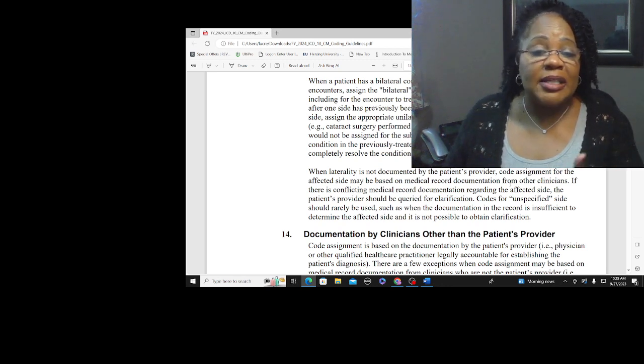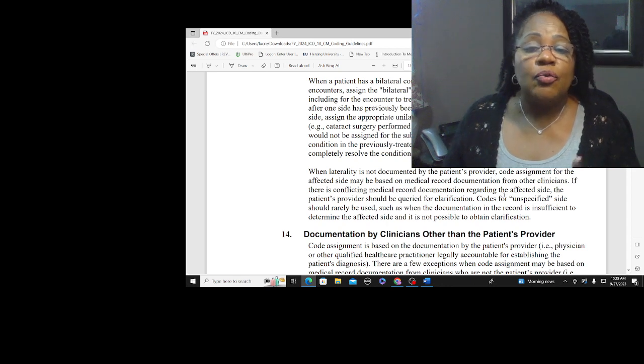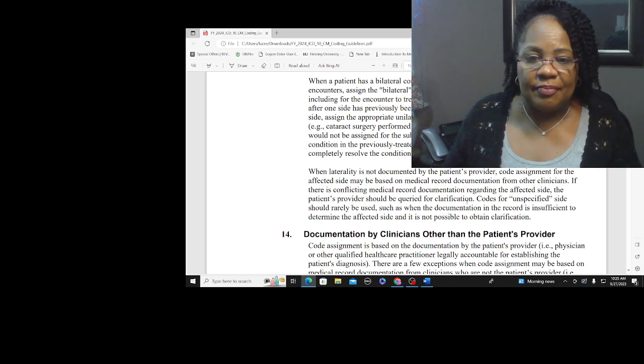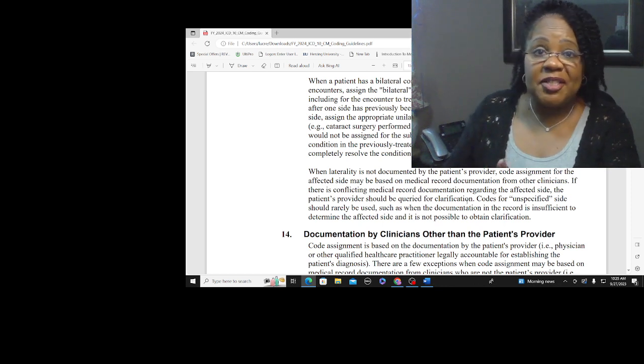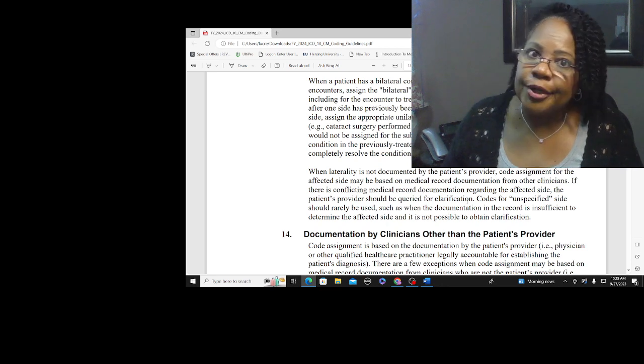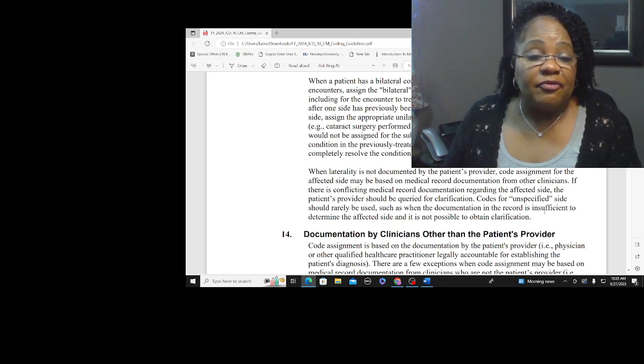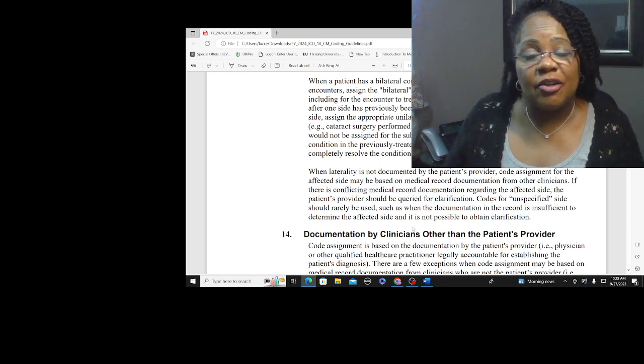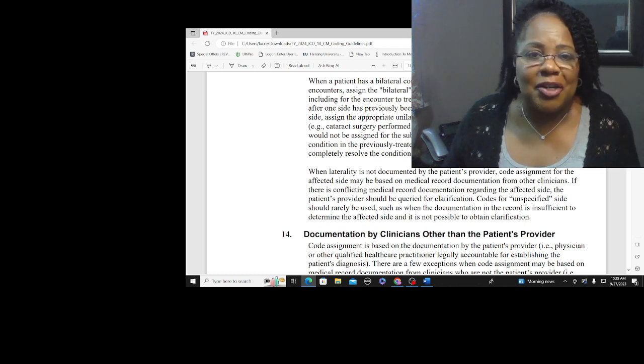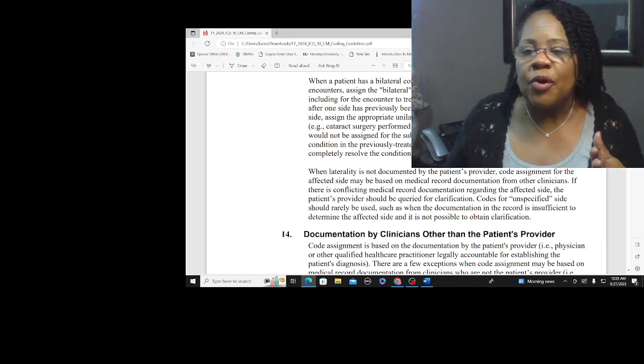And if there is conflicting medical record documentation regarding the affected side, then the patient's provider should be queried for clarification. And codes for unspecified side should rarely be used when the documentation in the record is sufficient to determine the affected side and it is not possible to obtain clarification. So again, as I always tell my coders, review the entire record anyway when coding, just for that clarity.